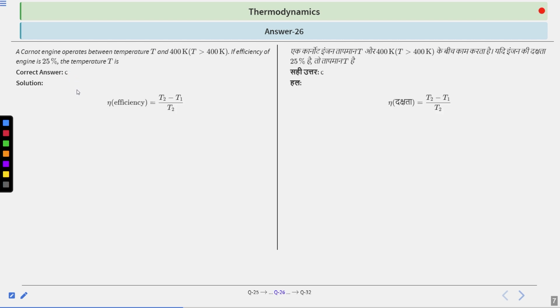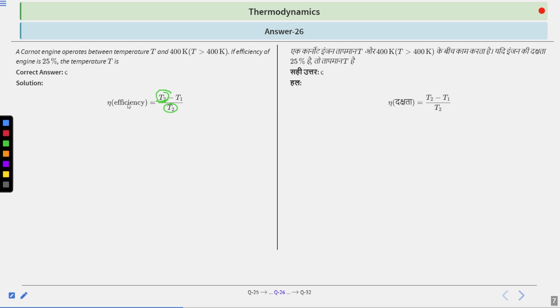So this is the formula for efficiency, which is (T2 minus T1) by T2, where T2 is the higher temperature. Efficiency can never be negative, so you can remember the formula this way: sometimes you may get confused, but the higher temperature is only present in the denominator. So (T2 minus T1) by T2.